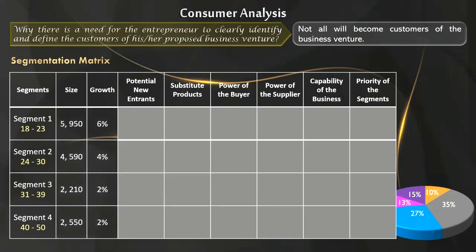Out of the total population of the location of your business, let's say my bake shop is located in Cebu City, and the total population of Cebu City, just as an example, is 17,000. So segment 1, since it is 35%, 35% of 17,000 is 5,950. Actually, the population in each segment is also available from the PSA.